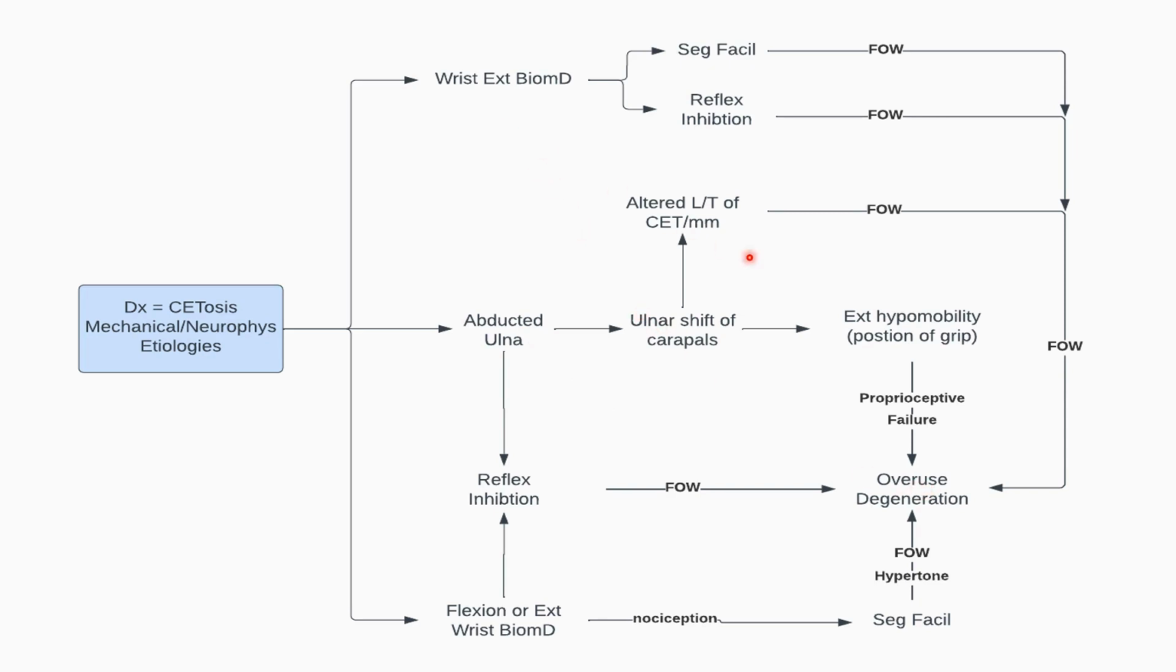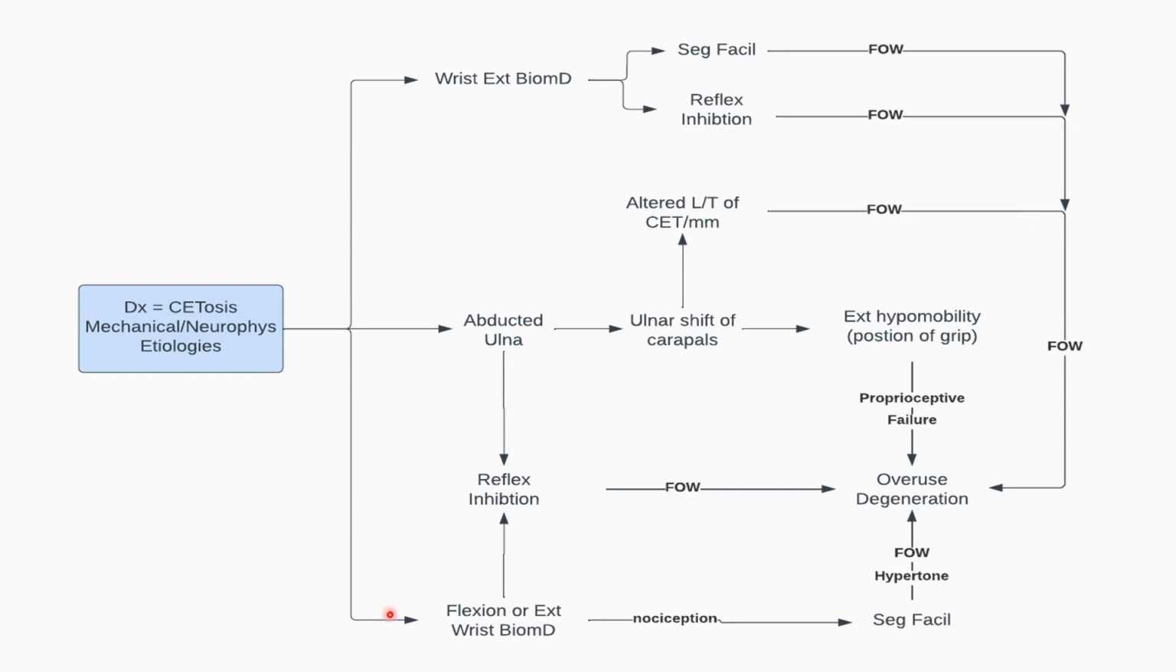We can have that inability to extend the wrist directly caused by mechanical dysfunction, and this can lead to reflex inhibition and segmental facilitation, and of course the same proprioceptive failure that the non-biomechanical dysfunction has caused. So you can get force output weakness from both facilitation and reflex inhibition, and of course the segmental facilitation is also going to cause hypertonus, which is going to also increase the overuse syndrome, maybe. And so they'll follow the same route through here.